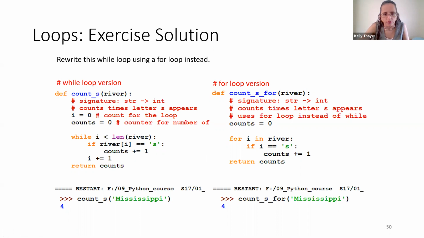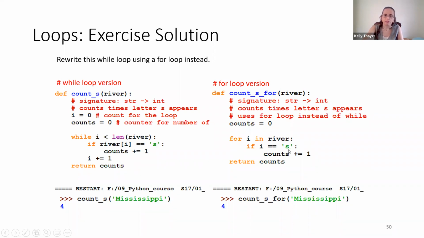So this is what we needed to do. We need to set up our for loop. We've chosen to do for i in river. We could have also chosen for character in river, which may have been a better choice. But in any case, the idea is we need to have something that is cycling over the river.